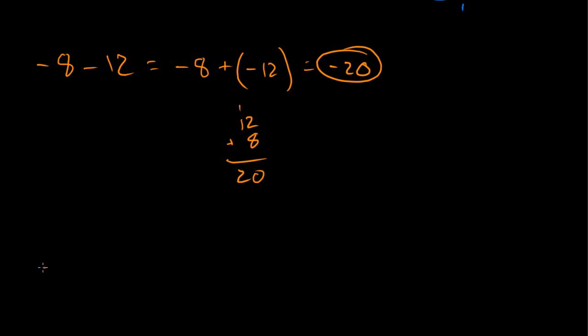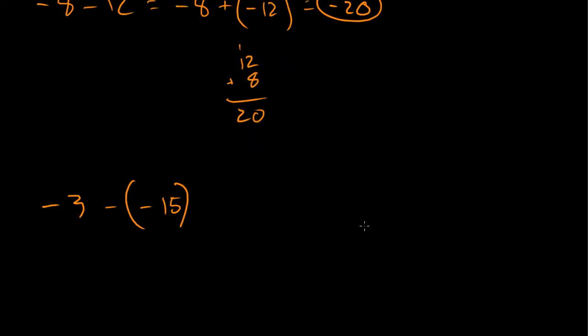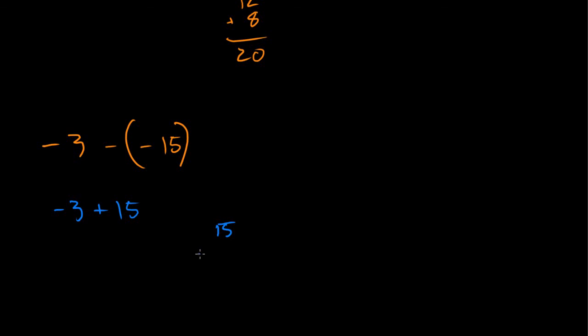What if I had negative 3 minus negative 15? Well, since subtraction is just the opposite of addition, we can do negative 3 plus positive 15. Here I'm adding numbers with different signs, so I'm going to remember that I have to subtract in this case. 15 minus 3 is 12. And now I have to decide if it's positive or negative. And since the bigger number here is positive, the answer is positive. So positive 12 is the answer.